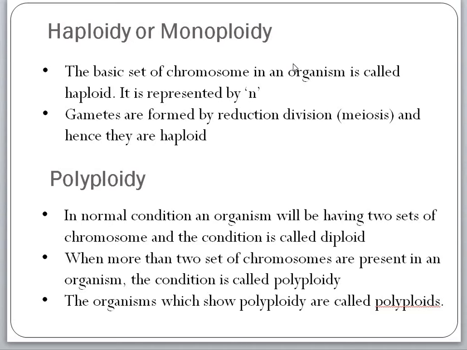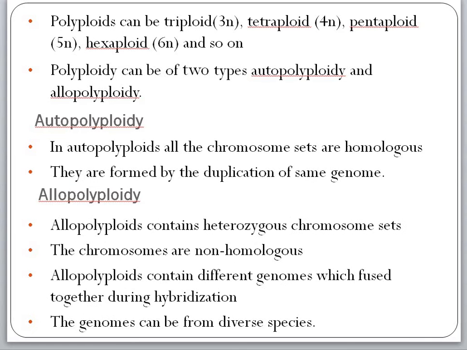When more than two sets of chromosomes are present in an organism, that condition is called polyploidy, and organisms which show polyploidy are called polyploids. Depending on the number of sets of chromosomes added to the diploid condition, polyploids can be triploid, tetraploid, pentaploid, hexaploid, heptaploid, octaploid, etc. Polyploidy is broadly classified into two. They are autopolyploidy and allopolyploidy.